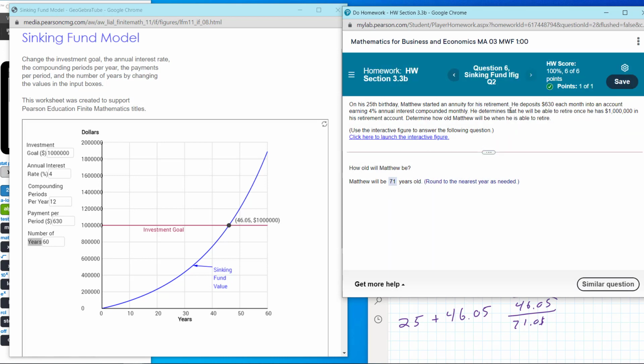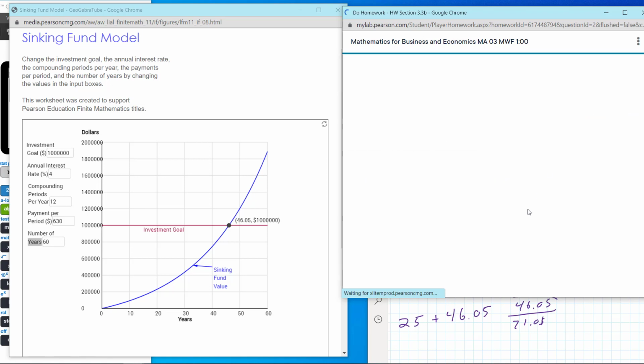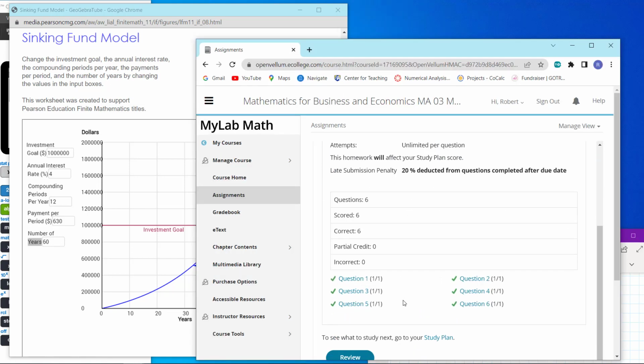There you go. In that case, we are done. And that is exactly how you do those particular problems. Once you're done, you can save your work. And shocking as it might be, got them all right.